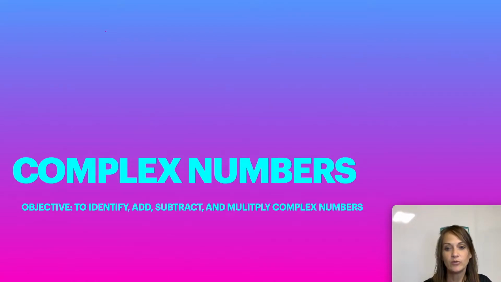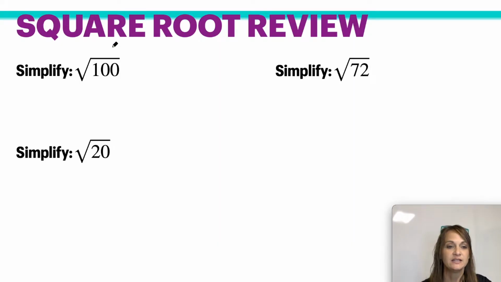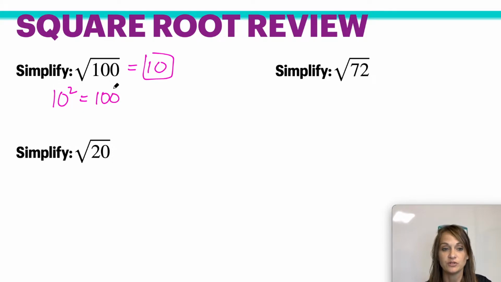In this video, we will be talking about how to identify, add, subtract, and multiply complex numbers. To simplify the square root of 100, the answer is going to be 10, and the reason is because 10 squared gives you 100. So you're looking for numbers that are perfect squares. For example, 1 squared is 1, 2 squared is 4, 3 squared is 9, 4 squared is 16, and so forth. These are what you would call perfect squares.